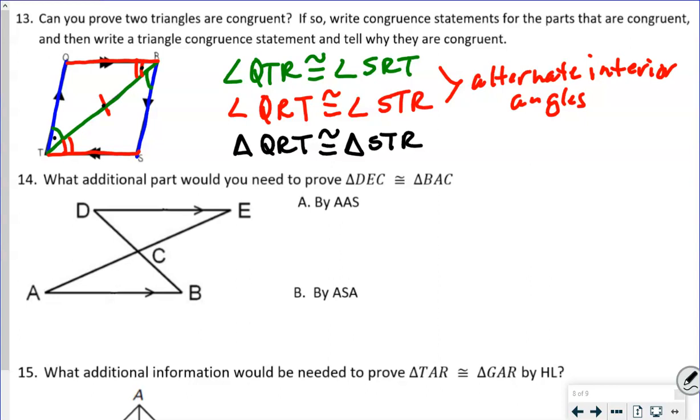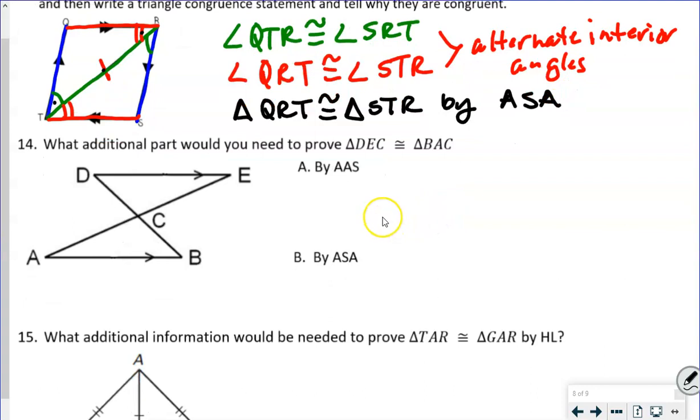So on the bottom, we're going to go from nothing to 2 to 1. Okay, and why are they congruent? We just talked about it, because it's angle, side, angle, right? All right, so what additional part would you need to prove that triangle DEC is congruent to BAC?